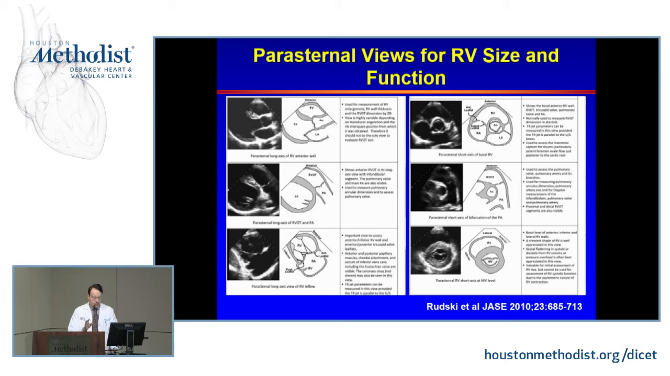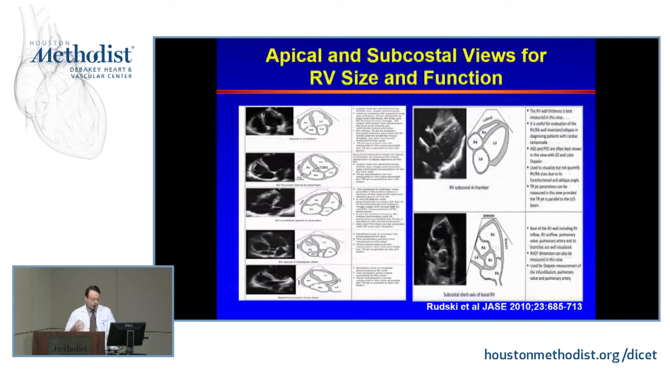So long story short, there are the parasternal views. We have to look at the RV inflow. Remember the RV outflow tract interrogation from several windows. Apical views are also the cornerstone for looking at the RV size and measuring fractional area change. This is the recommended position.